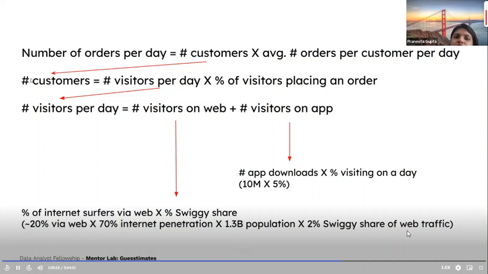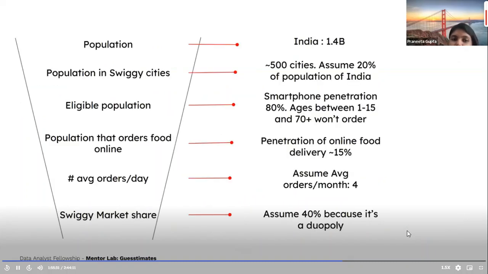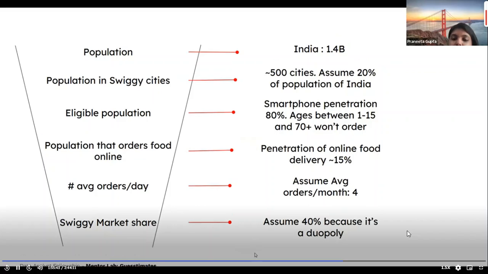So I feel at least in this kind of problem, the top-down approach is simpler because you're starting with one number, right? You're starting with a bigger number of 1.3 billion or 1.4 billion, and then you are going down to one particular figure. Okay. So is this clear how we approach the Swiggy problem through the top-down approach? Any doubt or any point you think is not right, we should consider something else. Happy to have that conversation.